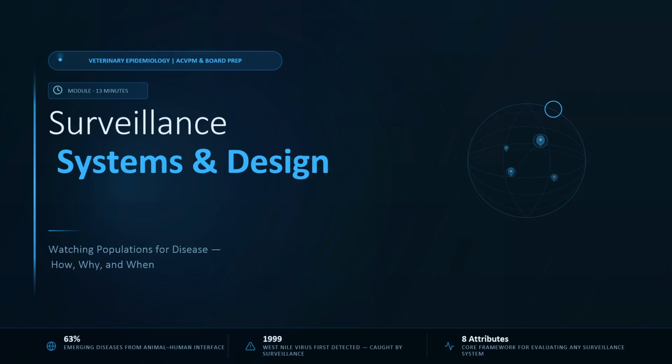Here's our roadmap for today. We're going to start with a crisp definition of surveillance and how it differs from monitoring. Then we'll work through the 5 major types of surveillance systems. After that, we'll dig into the 8 CDC attributes you'll use to evaluate any system. We'll look at the major programs, WOA, NARS, and NARMS, and finally, we'll tie it all together by walking through how to design and evaluate a surveillance system from scratch. That last piece is exactly the kind of structured thinking the ACVPM exam rewards.